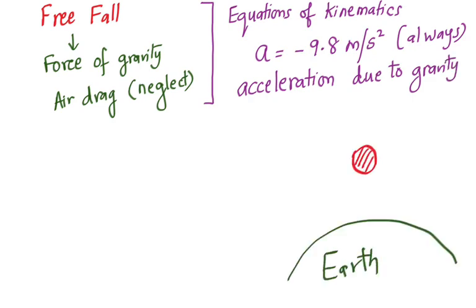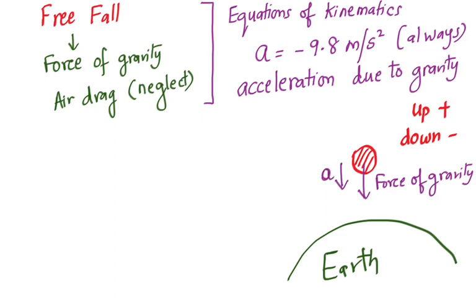Now let's say in this example we have got an object which is being pulled towards the earth by the force of gravity, and just to understand the directions, we are going to, as usual, take upward direction as positive, and downward direction as negative. We know that acceleration is pointing downwards, that means it will always be negative.